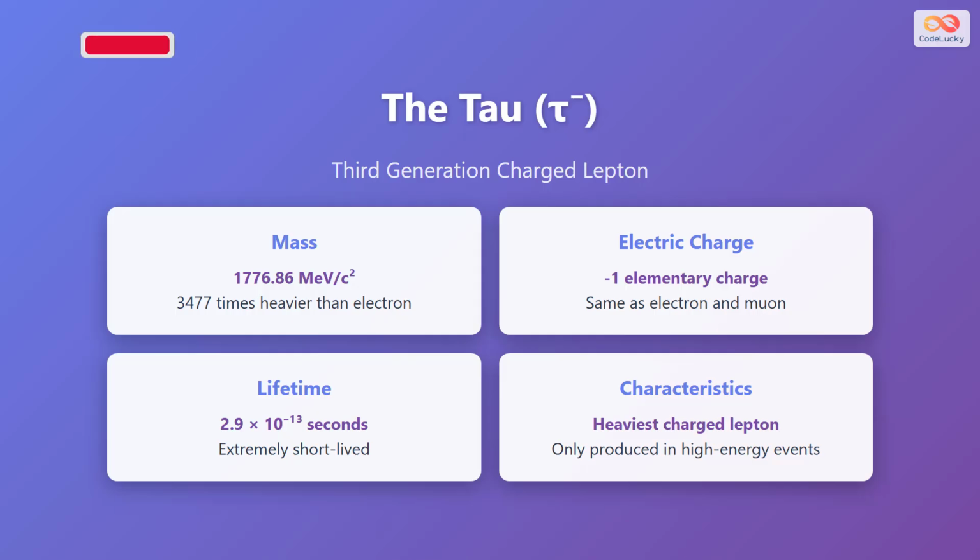The third generation brings us the tau particle, the heaviest of all charged leptons. The tau has a mass of 1,776.86 mega-electron-volts per c², making it 3,477 times heavier than the electron. Like its lighter cousins, it carries an electric charge of -1 elementary charge. The tau is extremely short-lived, with a lifetime of only 2.9 times 10 to the -13 seconds. Because of its large mass, tau particles are only produced in high-energy events, such as those in particle accelerators or certain cosmic ray interactions.